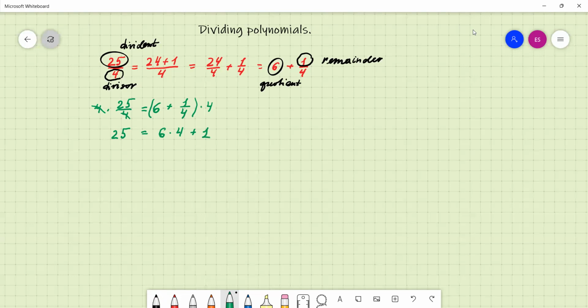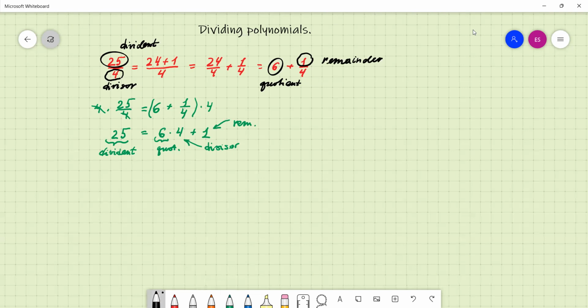Well, this is another way to represent 25. Still, 25 is the dividend, 4 is the divisor, 6 is the quotient. I'm going to label them: dividend, 6 is the quotient, 4 is the divisor, and 1 is the remainder. Okay. Now, how do we divide polynomials?